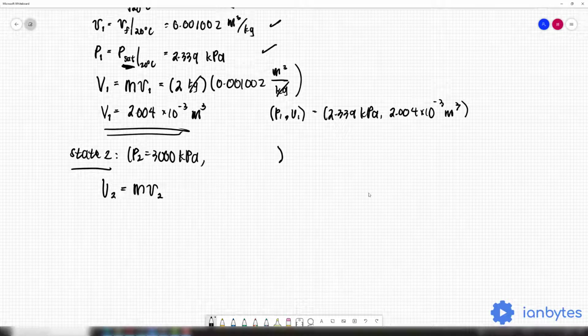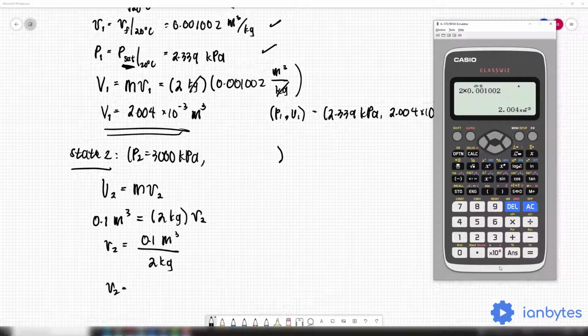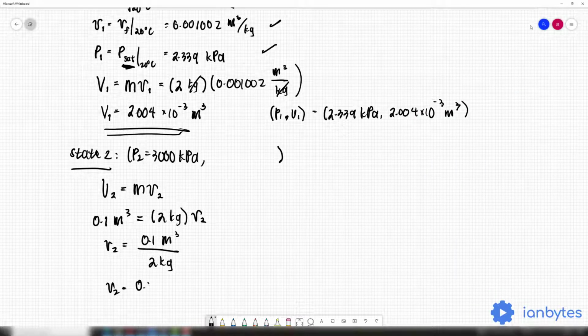We can actually solve for the specific volume for state 2. Capital V2 is just 0.1 cubic meters. It's going to be equal to 2 kilograms multiplied by specific volume v2. Finally, we can say that v2 is just 0.1 cubic meters over 2 kilograms, giving us an answer of, let's plug it into our calculator, 0.1 over 2. There we have it. We have 0.05 cubic meters per kilogram. This is the specific volume for state 2.